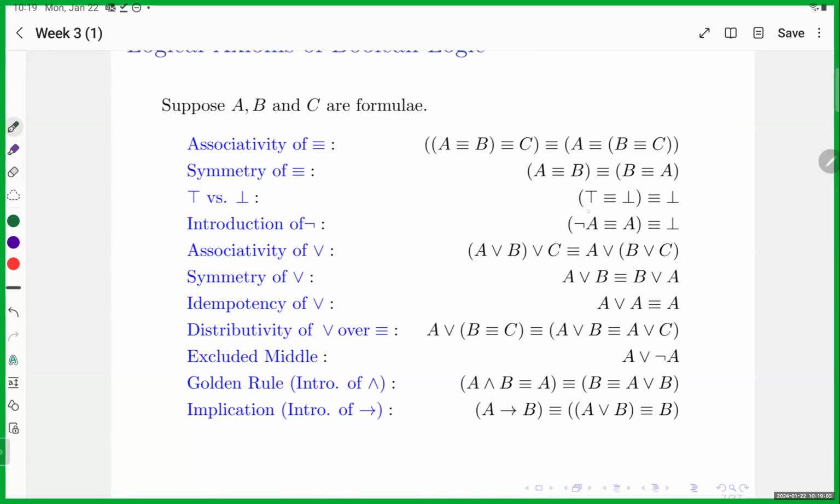tautologies. The next one, introduction of bottom. What does it say? It says that the formula negation of bottom equivalent to bottom, that has to be false, right? That's why it's equivalent to bottom. Sorry, negation of A equivalent to A is equivalent to bottom.